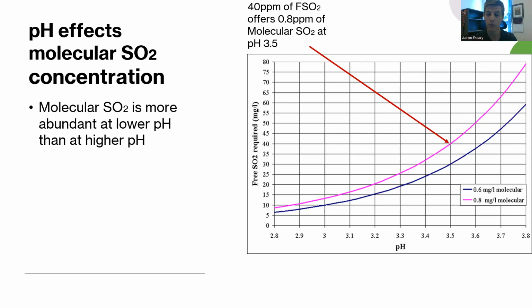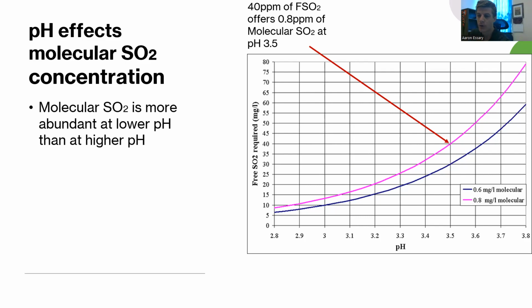So if I want to make a 40 ppm addition at a wine pH of 3.5, I'm only going to get less than 1 ppm of molecular SO2, which is the real good stuff. The rest is going to be in the bisulfite form. And there's really nothing you can do about that. That's just how it is. That's how sulfur dioxide interacts with pH.